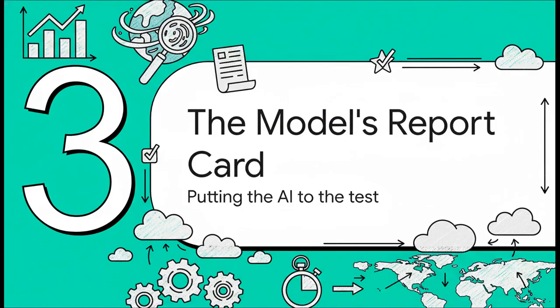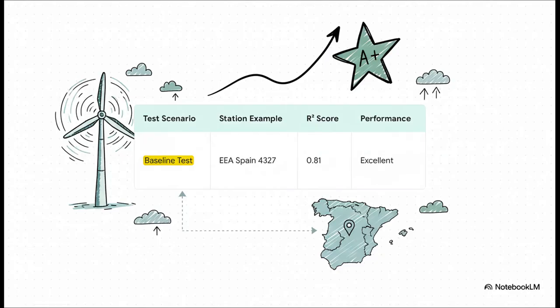Which brings us to section 3, the model's report card. Let's see how it did on its final exams. First up, the baseline test. Take this one station in Spain. When the model has already had a peek at some data from that station before, it does great. It gets an R-squared score of 0.81, which is basically like getting an A on a test.